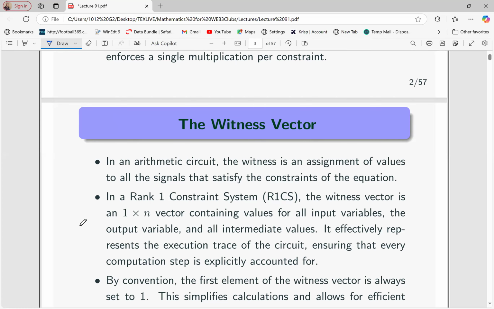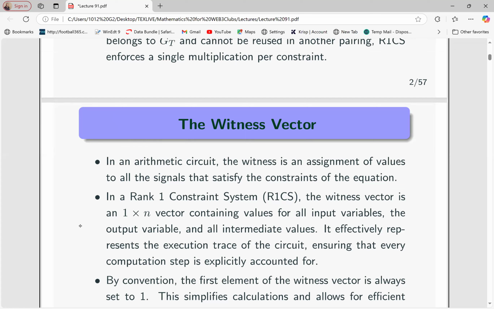So, what was a witness in our arithmetic circuit? Let me give an equation, for instance. Supposing somebody says that x2 plus x1 is 8. What is our witness in our case? In this case, our witness would be the value of x2 and the value of x1. That's what we shall call a witness as far as arithmetic circuits are concerned.